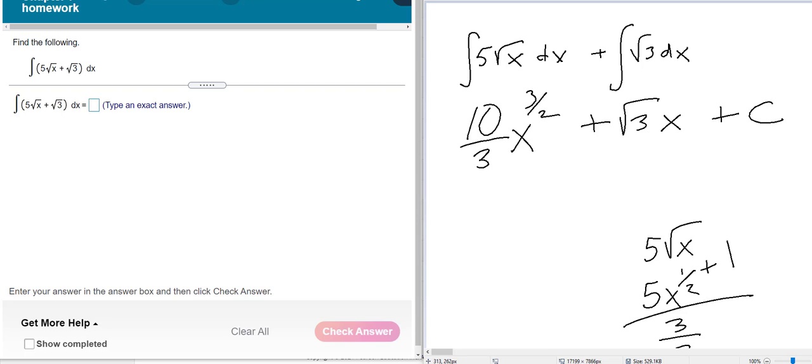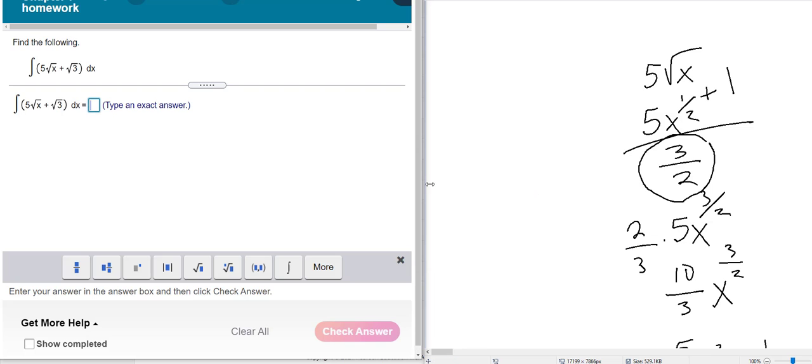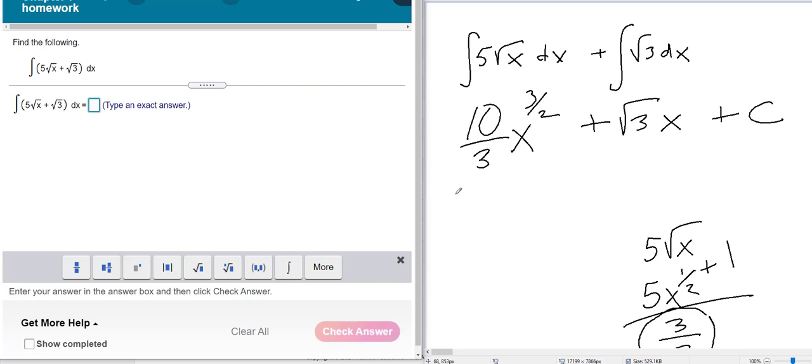Remember, write it as a fractional exponent, 1/2, add 1 to it, divide by that 3/2. Divide by a fraction means you flip it over and multiply. So our final answer for this one was 10 over 3 x to the 3/2 plus the square root of 3, that was a constant, so it's just times x, plus c.